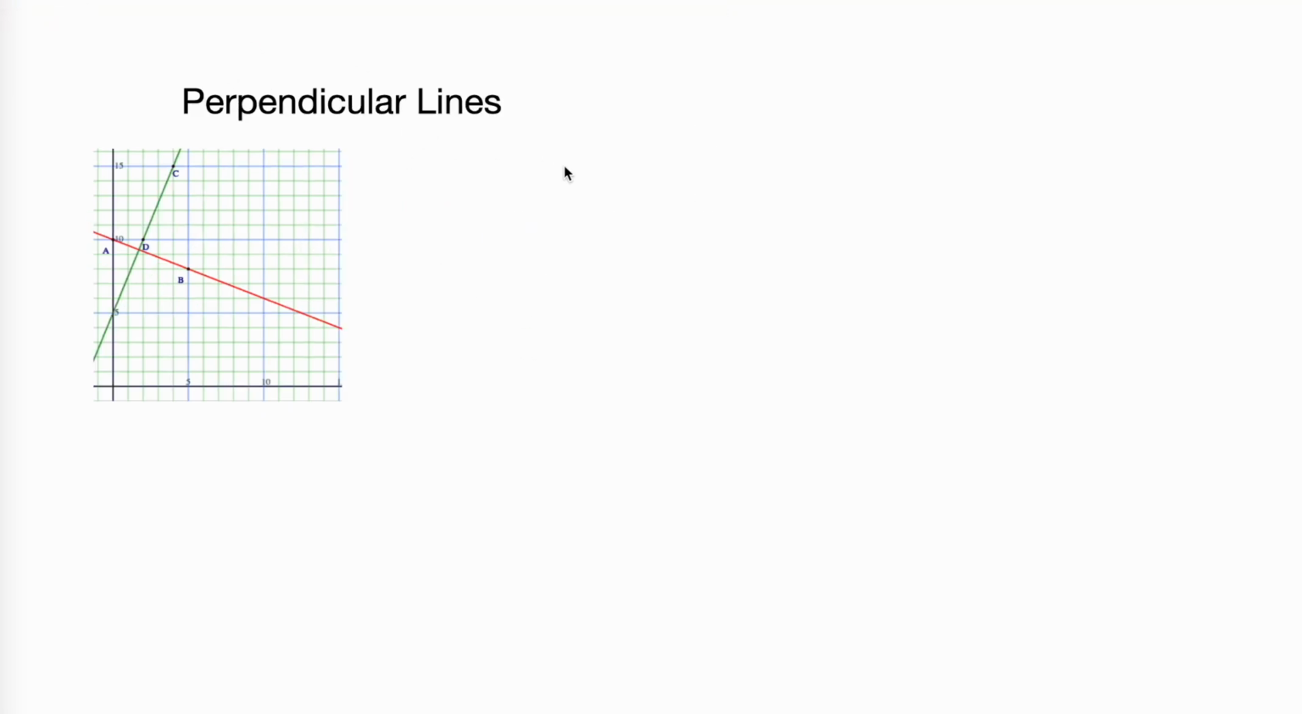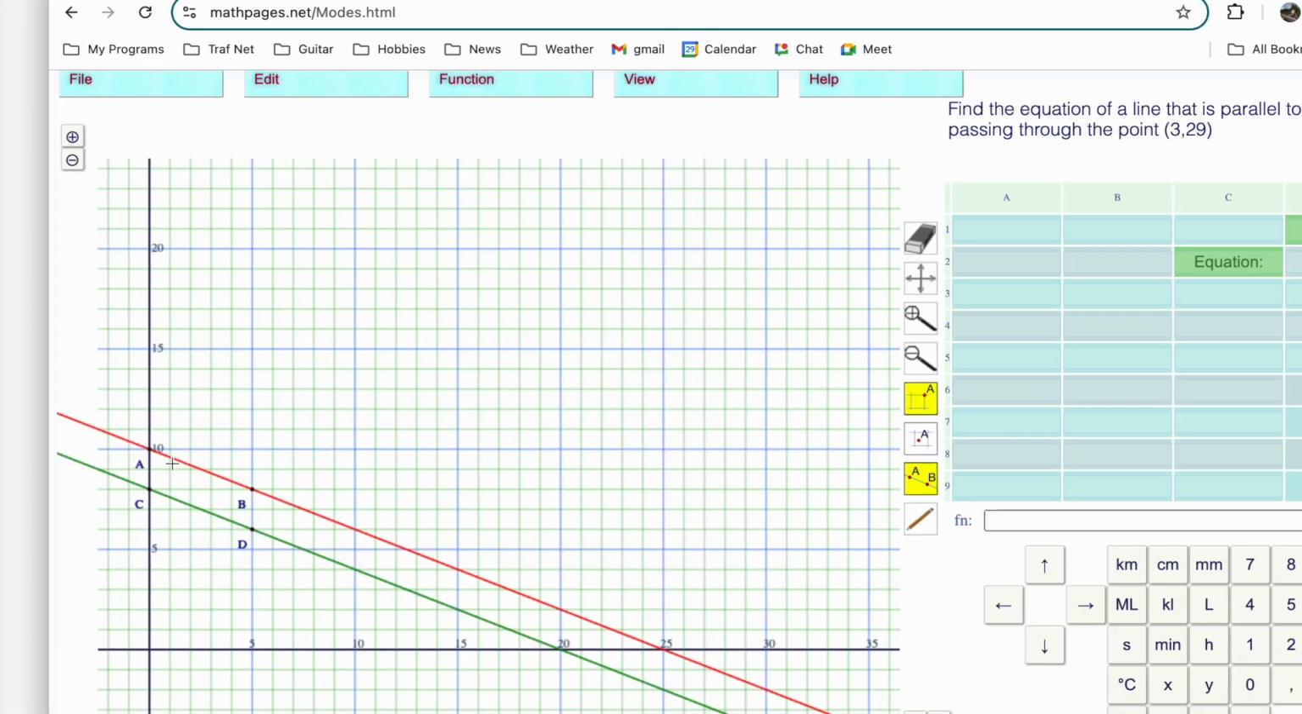Let's look at perpendicular lines. We're going to graph the same first line. I want to make this line perpendicular to that line. So here, I'm just going to move this down here. And then let's see what happens when it becomes perpendicular.